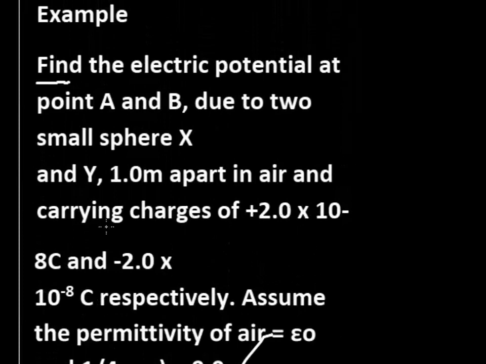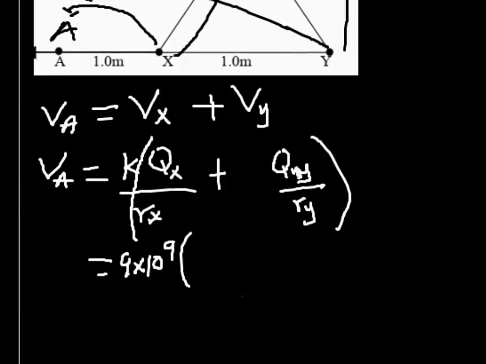According to the question, the charge of x is 2.0 times 10 to the power minus 8, and that of y is 2.0 times 10 to the power minus 8. Okay, they are the same. The two charges are the same, but one is plus, the other one is minus. So this one is plus 2 times 10 raised to the power minus 8.